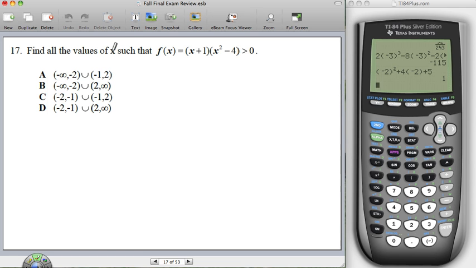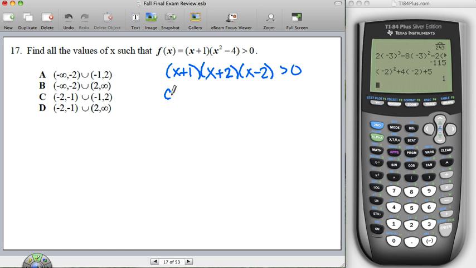17, find all the values of x such that f of x equals x plus 1 times x squared minus 4 is greater than 0. For this, I'm going to go ahead and make an interval chart. So I'm going to factor this completely. So I have x plus 1, x plus 2, x minus 2 is greater than 0.